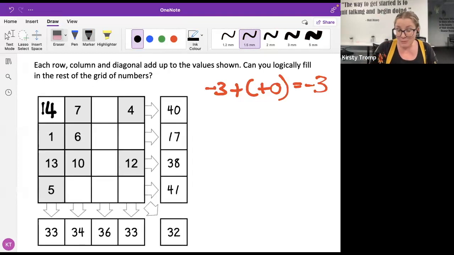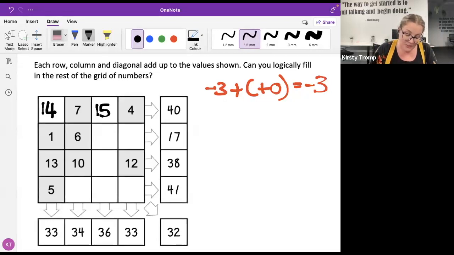All right, now I'm going to go across. So I've got 40, I've got 14, 7, and 4. So I could add them across first. So I could say 14 plus 4 gives me 18, and 18 plus 7 gives me 25. 40 minus 25 gives me 15.